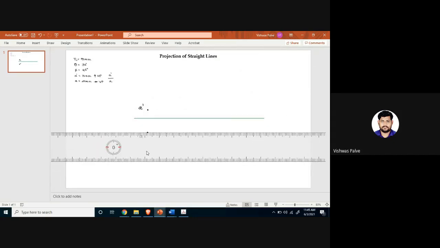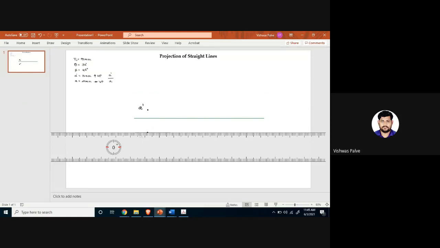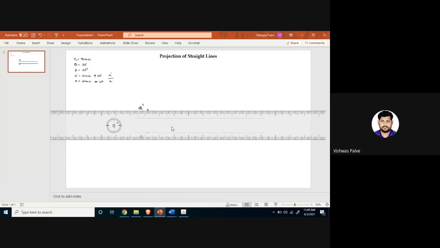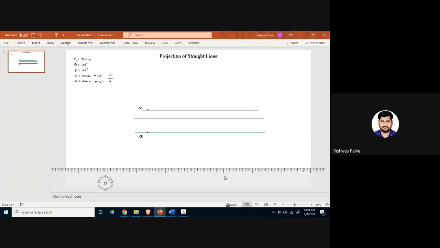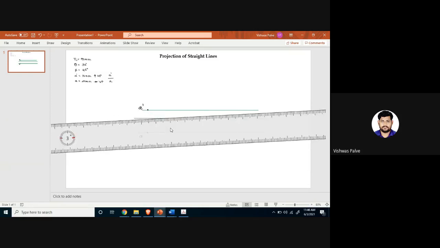After doing this, draw a horizontal line from point A, as well as a horizontal faint line from point A dash. So what is the next step? We have the true length with us, right? The true length of 90 millimeter is there with us. So from point A dash, we have to draw.